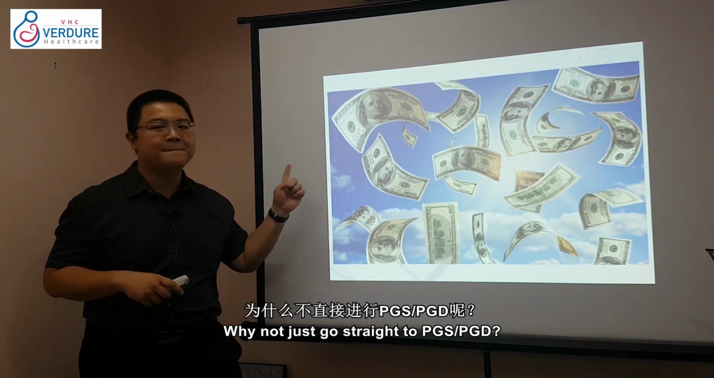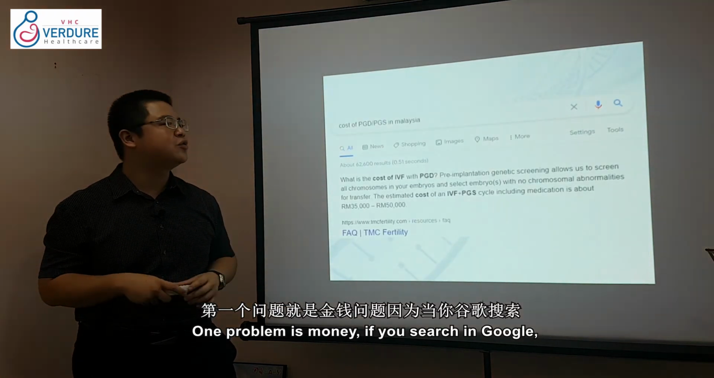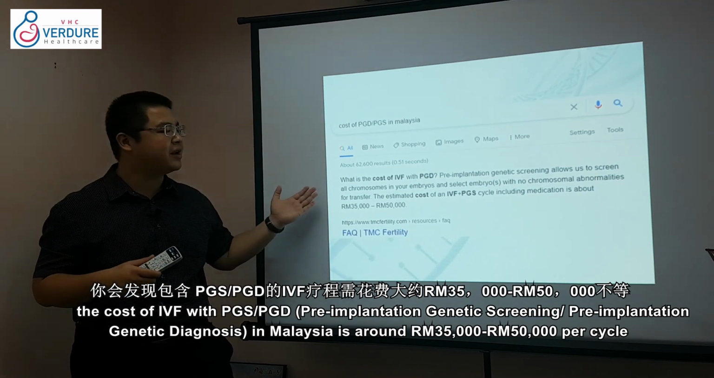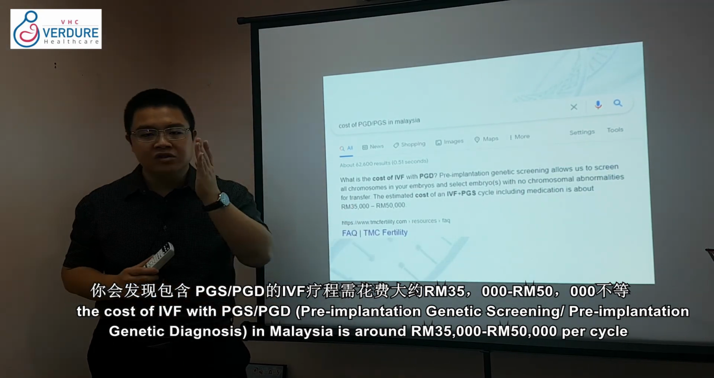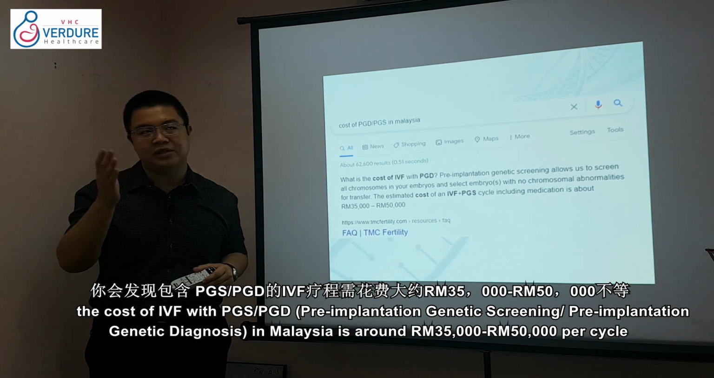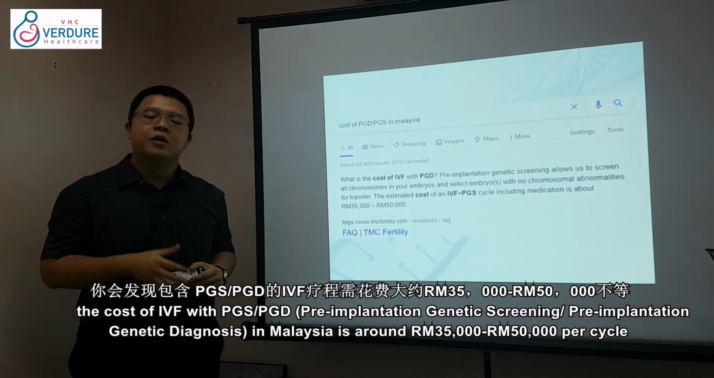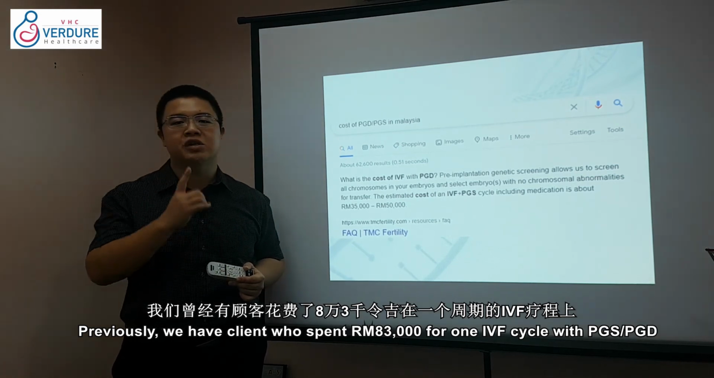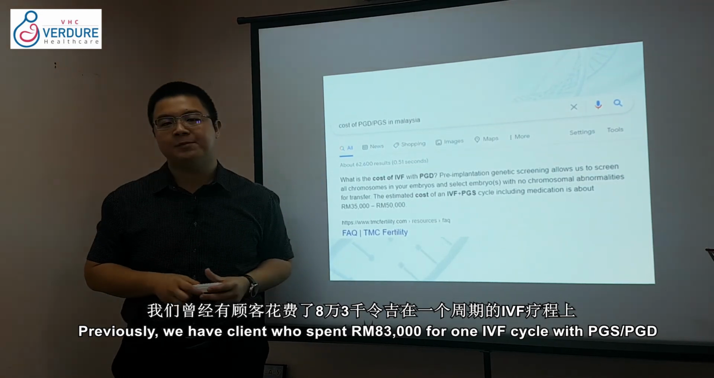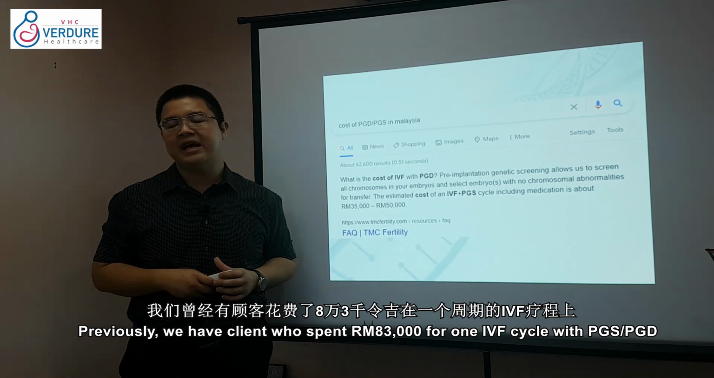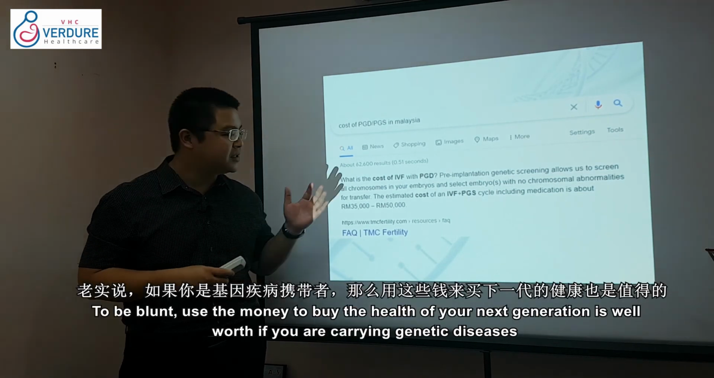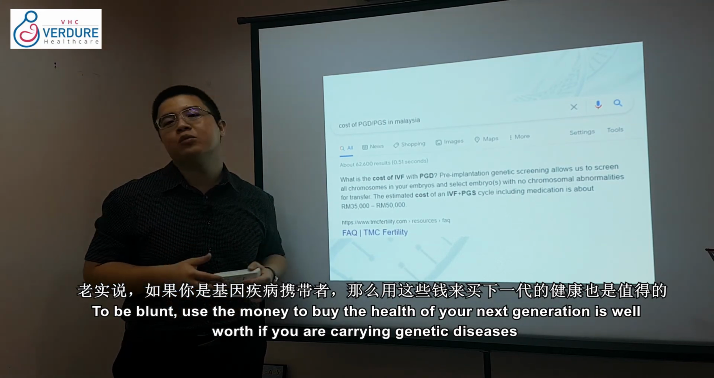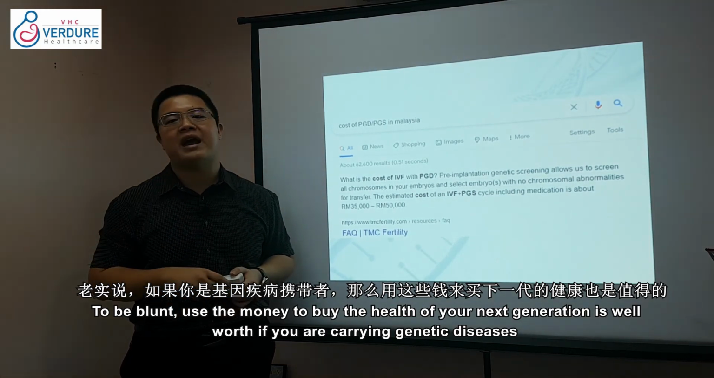One problem is money, because if you search on Google, you can easily arrive at a cost of about 35 to 50,000 on top of your IVF cycle, which is about 18 to 20,000. Previously, we have clients spending about 83,000 ringgit just on one cycle with PGS-PGD. But of course, just to be blunt, if you use this amount of money to buy the health of your next generation, it is well worth it if you are carrying diseases.